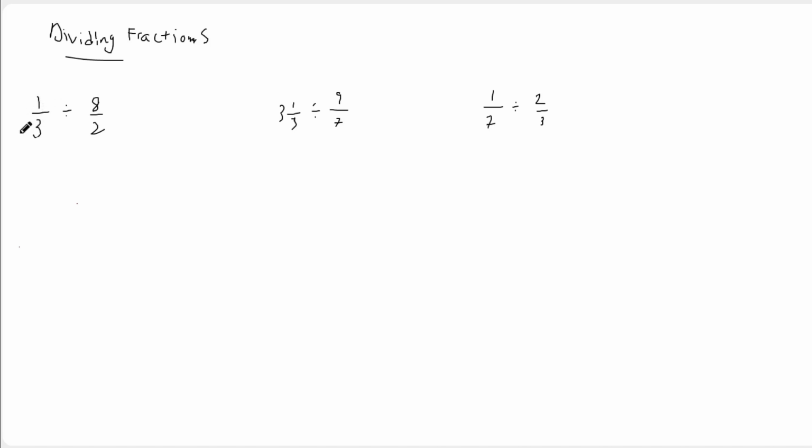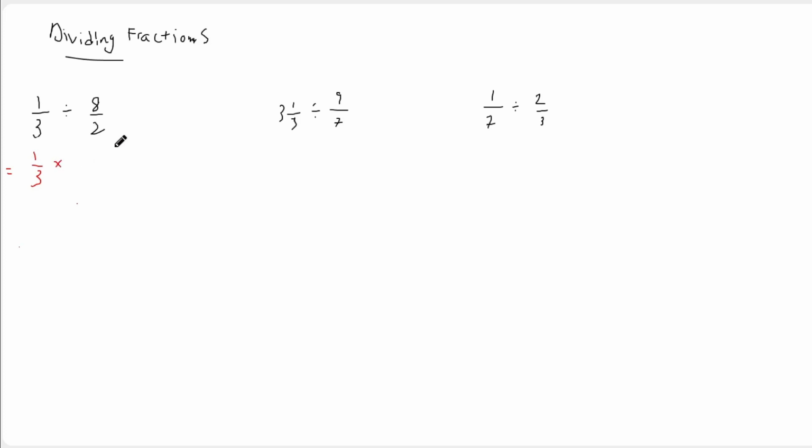The problem here is 1 over 3 divided by 8 over 2. To do these questions, it's pretty simple. I'll show you right now. First things first, you want to leave the first part of your problem as is. Don't touch it. The next thing you're going to do is turn the division into multiplication.